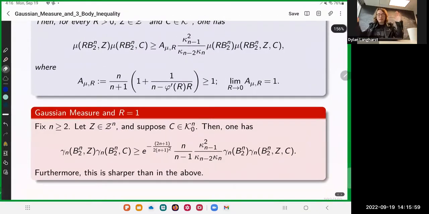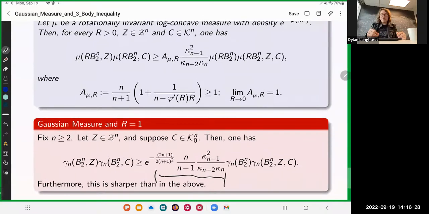So I'm going to read this one out explicitly. Fix some dimension greater than or equal to 2, and have some zonoid Z and any convex body C containing the origin. Then the mixed Gaussian measure of B2n with the zonoid times B2n with the convex body is greater than or equal to this constant times the Gaussian measure of B2n times the mixed Gaussian measure of B2n with Z with C. And furthermore, this constant here is sharper than this.